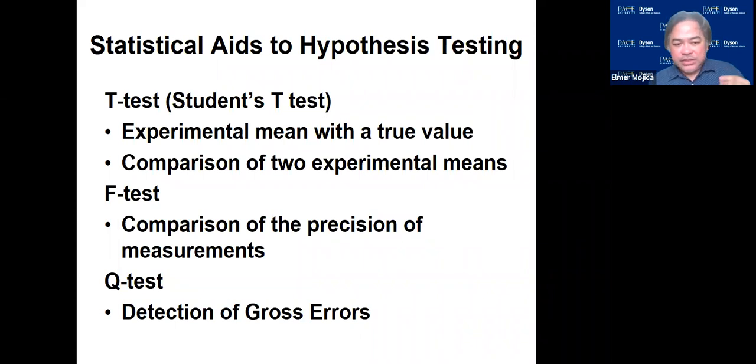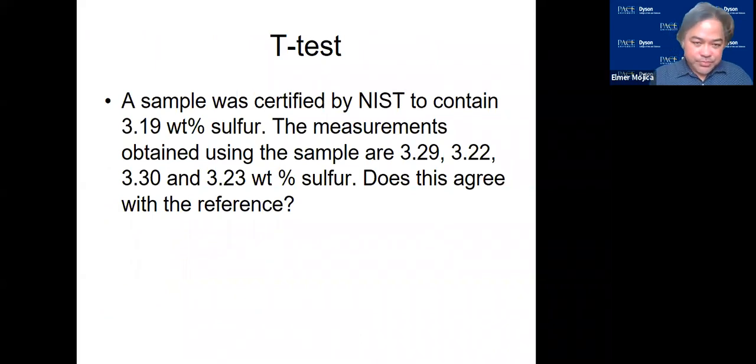The F test is the same thing as the t-test, but the way we look at it is as a comparison of the precision of measurements. The Q test and Grubbs test are used in the detection of gross errors or outliers. Okay, so let's look at the first one. A sample was certified by NIST to contain 3.19 weight percent sulfur. The measurements obtained using the sample are 3.29, 3.22, 3.30, and 3.23% sulfur. Does this agree with the reference?